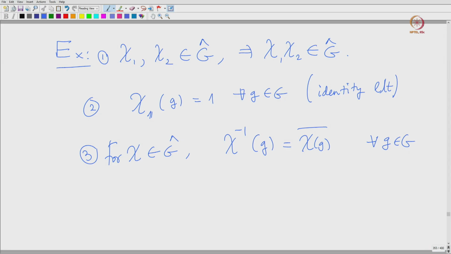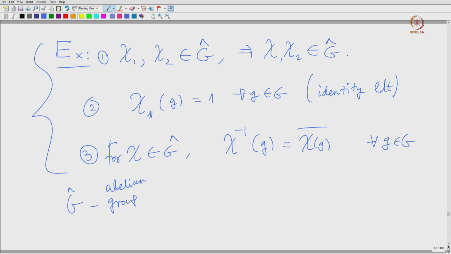In particular we have the closure property, the identity element, as well as the inverse. Associativity comes for free because these are all complex valued functions. So this tells us that G hat is indeed a group, and since all values are complex, it is not very difficult to check that chi 1 chi 2 is the same as chi 2 chi 1. So this is indeed an abelian group.